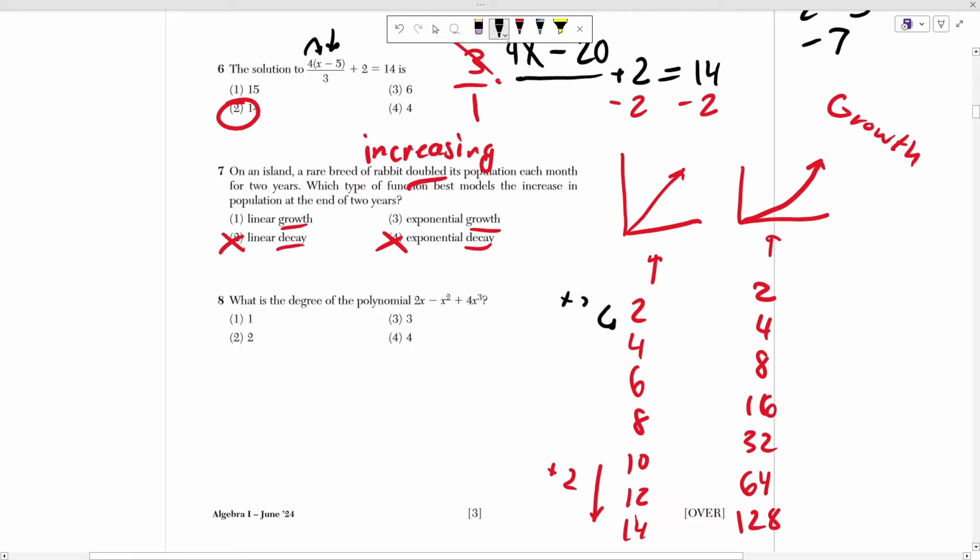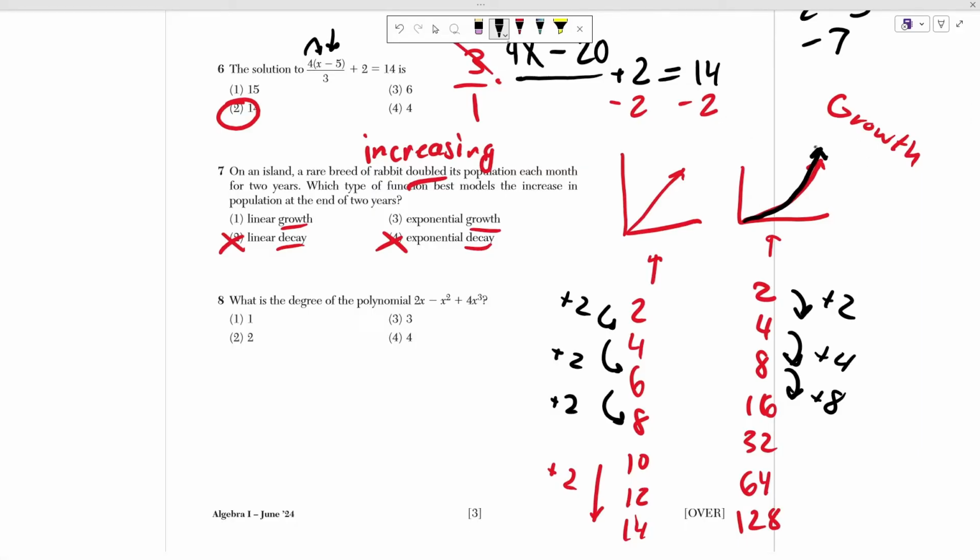Here, you're adding 2 for each year. Here, you're just multiplying it, right? You're adding 2, then here you're adding 4, and here you're adding 8. Notice how you're increasing by a bigger number each time. Because you're increasing by a bigger number each time, that's what curves this graph all the way up. Because the further out you go, the more you increase by, right? Here you increase by 16, here you increase by 32. That's why we curve all the way up, because the further we go, the higher and higher we get, because we're increasing by these crazy big numbers, right?